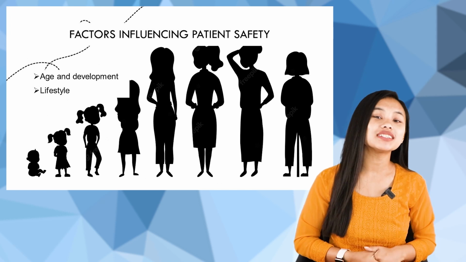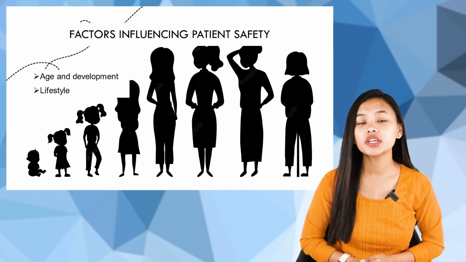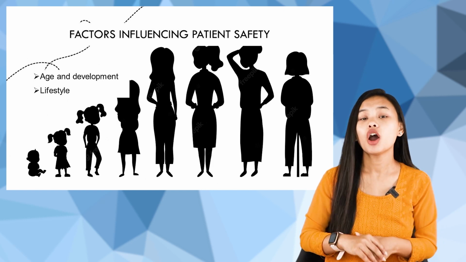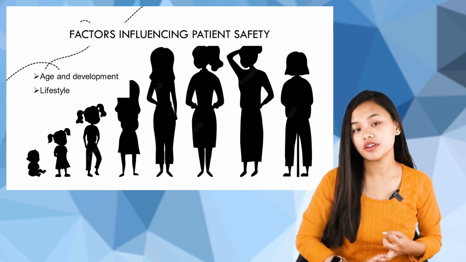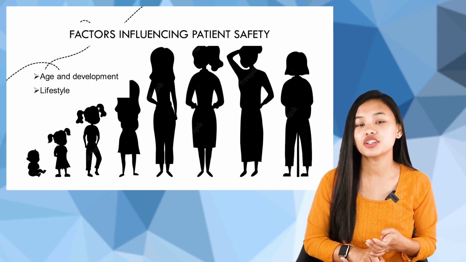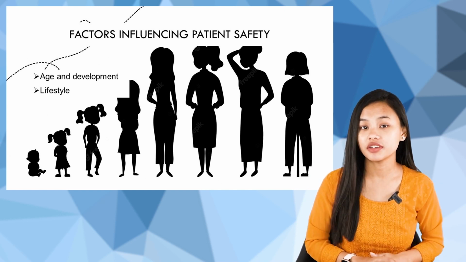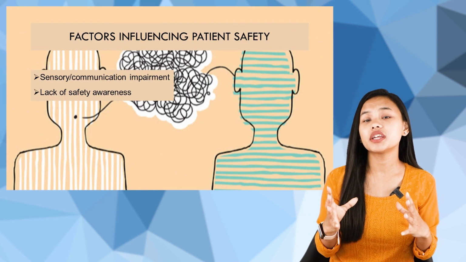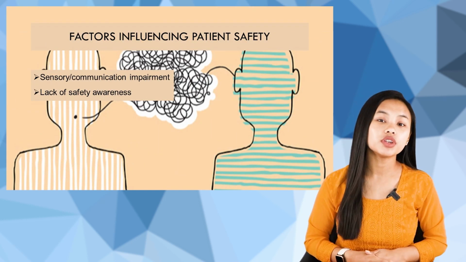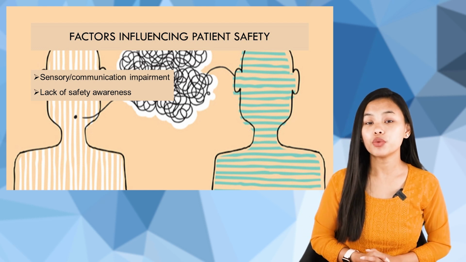And the next one is lifestyle. Lifestyle also plays a major role in influencing patient safety. Why? Because the beliefs that you have, the way that you live, the food that you eat, the exercise that you perform also play a major role in influencing your own safety. The third is impaired mobility. The fourth one is sensory or communication impairment. The fifth one is lack of safety awareness.